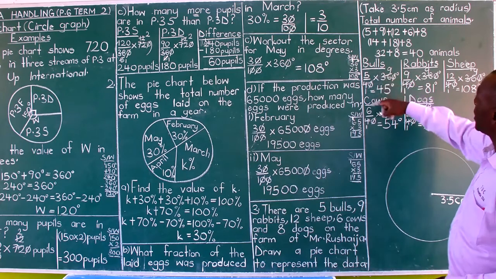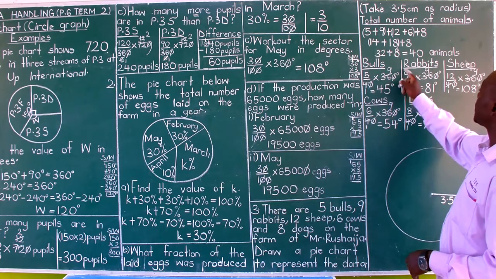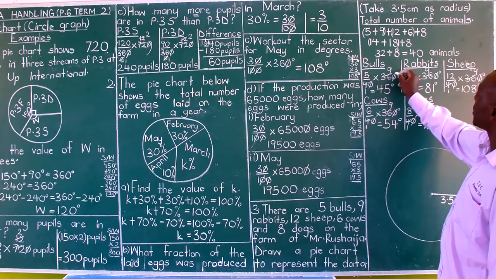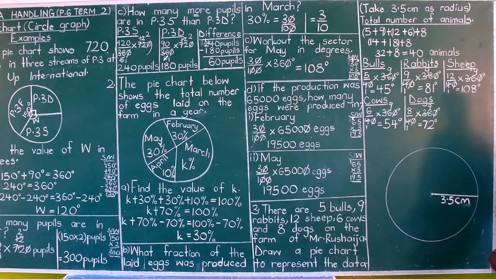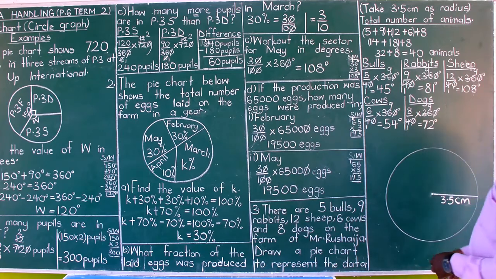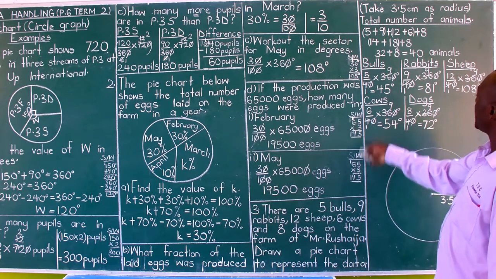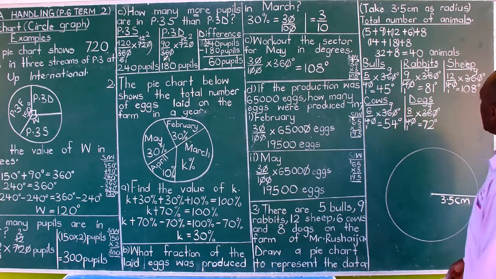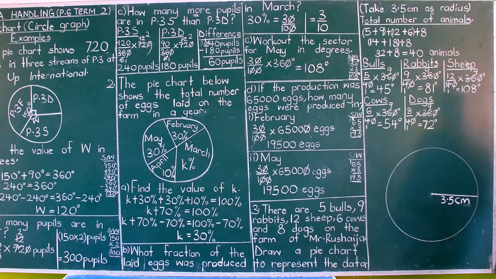So we start with bulls. Bulls constitute 5 out of 40, so say 5 out of 40 times 360 degrees. Do the cancellation by 10 by 10, then by 4 ones, 36 by 4 get 9, where 5 times 9 get 45 degrees. Then we go to cows. They make 6 out of 40, that is 6 out of 40 times 360 degrees. Cancel by 10 by 10, and now by 4 ones, by 4, 9. 6 times 9, you will get 54 degrees. So that is the angle sector for cows.